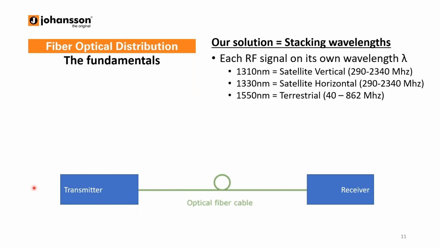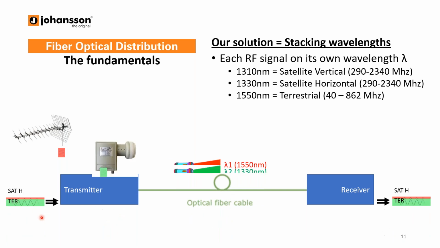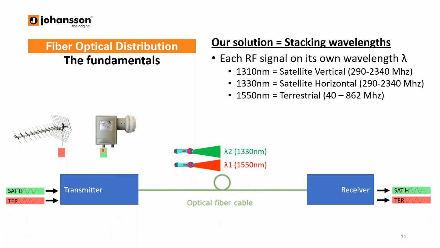So as mentioned before, we use different wavelengths. For terrestrial, typically we use the 1550 nanometer wavelength. And then for satellite, for instance, the horizontal transponders, we use 1330, and the vertical transponders, we use 1310. So all this goes into the transmitter.